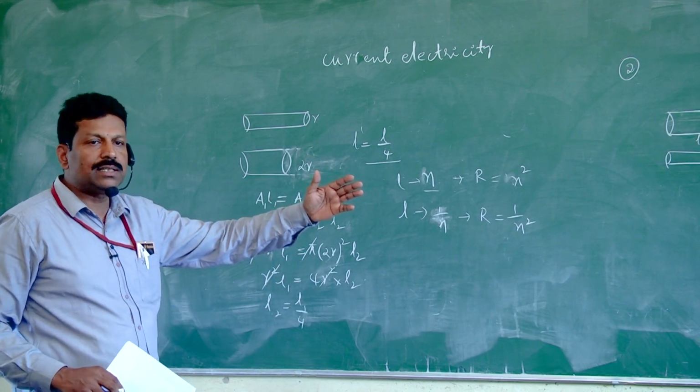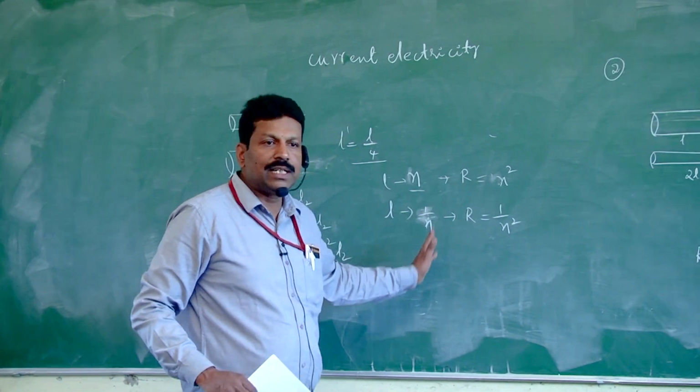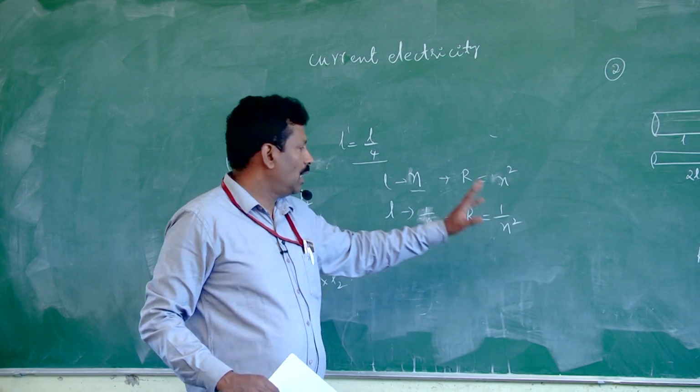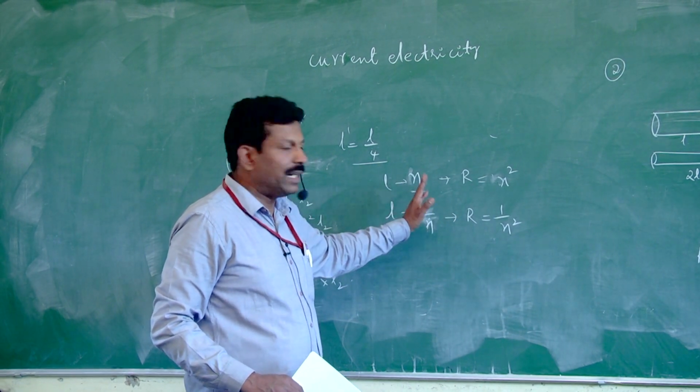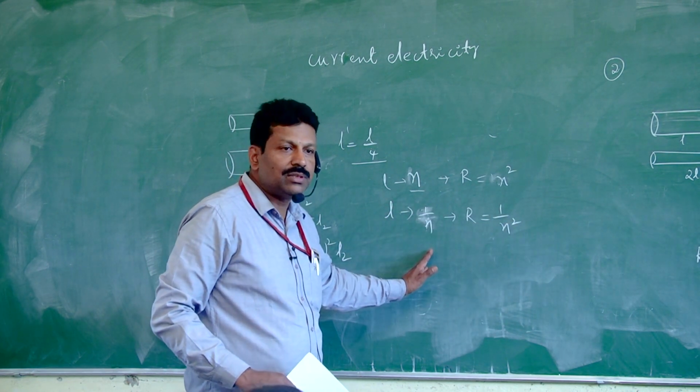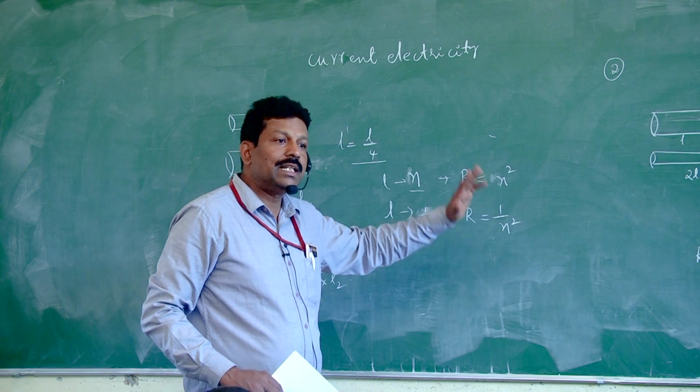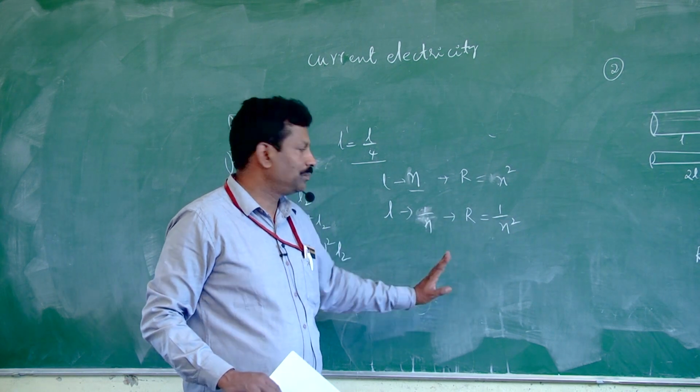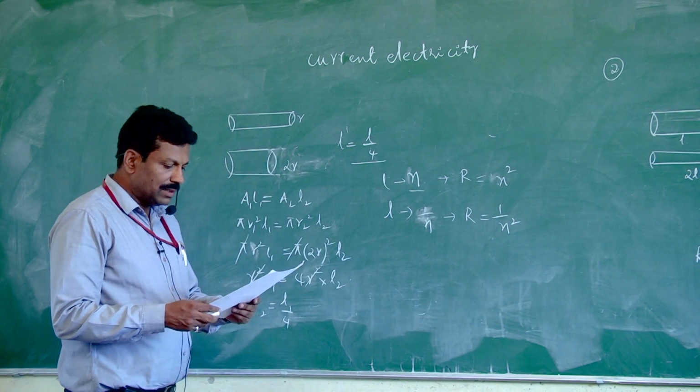If length increases, resistance increases. If length decreases, resistance decreases. How much? Length increases by n times, resistance increases by n squared times. Length decreases by n times, resistance decreases by 1/n squared times. That's all. So it becomes 1/16 times.